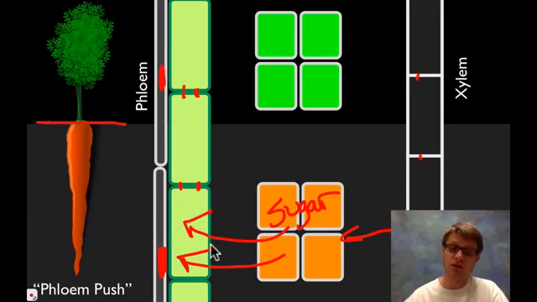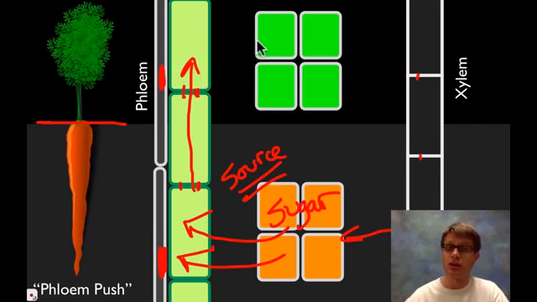Since there's more sugar down here, we call that the sugar source. And so phloem is actually going to be pushed from the source to the sink. Okay, so there's more sugar down here. Where's it going to go? Well, there's sugar all the way down here, so that sugar is going to start to flow up to here.